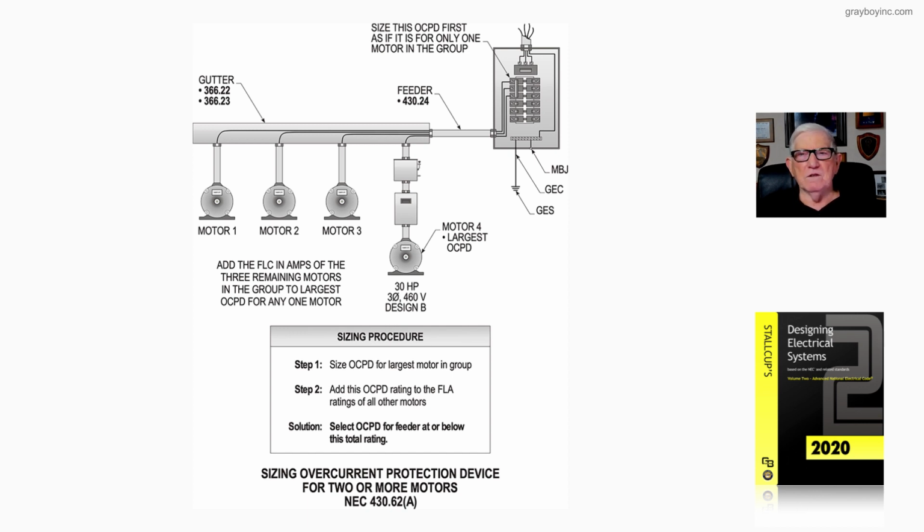Now that's what this figure 18-27 is illustrating, sizing the overcurrent protection device for 2 or more motors on a feeder, or maybe motors with other loads in some cases, based upon 430.62 in the NEC.